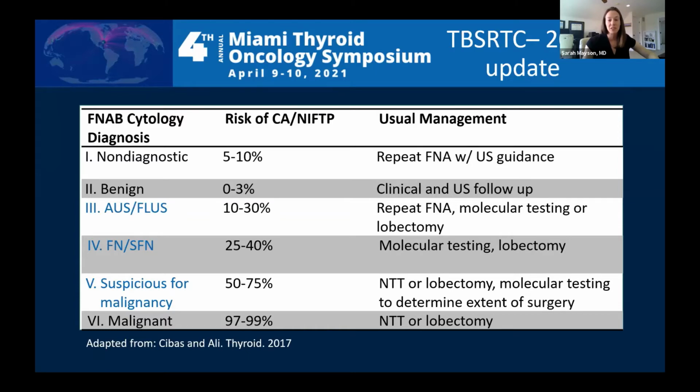Because Bethesda 5 cytology has a much higher likelihood of being malignant, molecular testing is generally not used as a rule-out test for thyroid cancer because the negative predictive value associated with the negative test would be expected to be too low to be clinically useful.